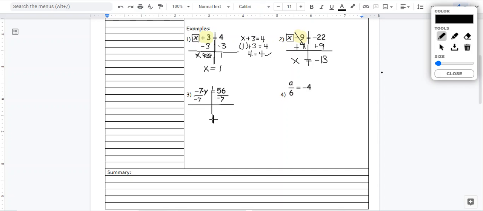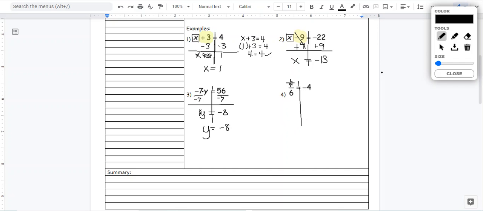Just like we did above, we draw a line down. Negative 7 divided by negative 7, anything divided by itself is 1. So we have a 1 times y equals 56 divided by negative 7 is negative 8. But do we need to write 1y? No, we assume if we write a y down there, there's at least one of them. So we don't ever really write a 1 as a coefficient. Instead, we just write it by itself, y equals negative 8.